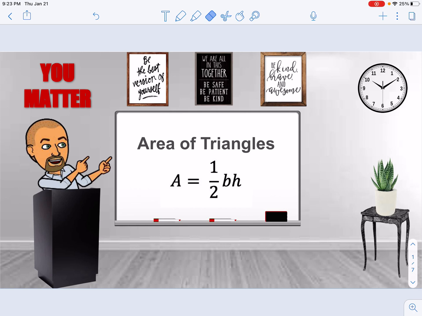Hey everyone, today our lesson is over finding the area of triangles. Our formula chart shows us the formula A equals half BH, which stands for area equals half times base times height. We could also do that as base times height divided by 2. Finding half base times height is the same as finding the base times height and dividing by 2. So let's look at some examples.